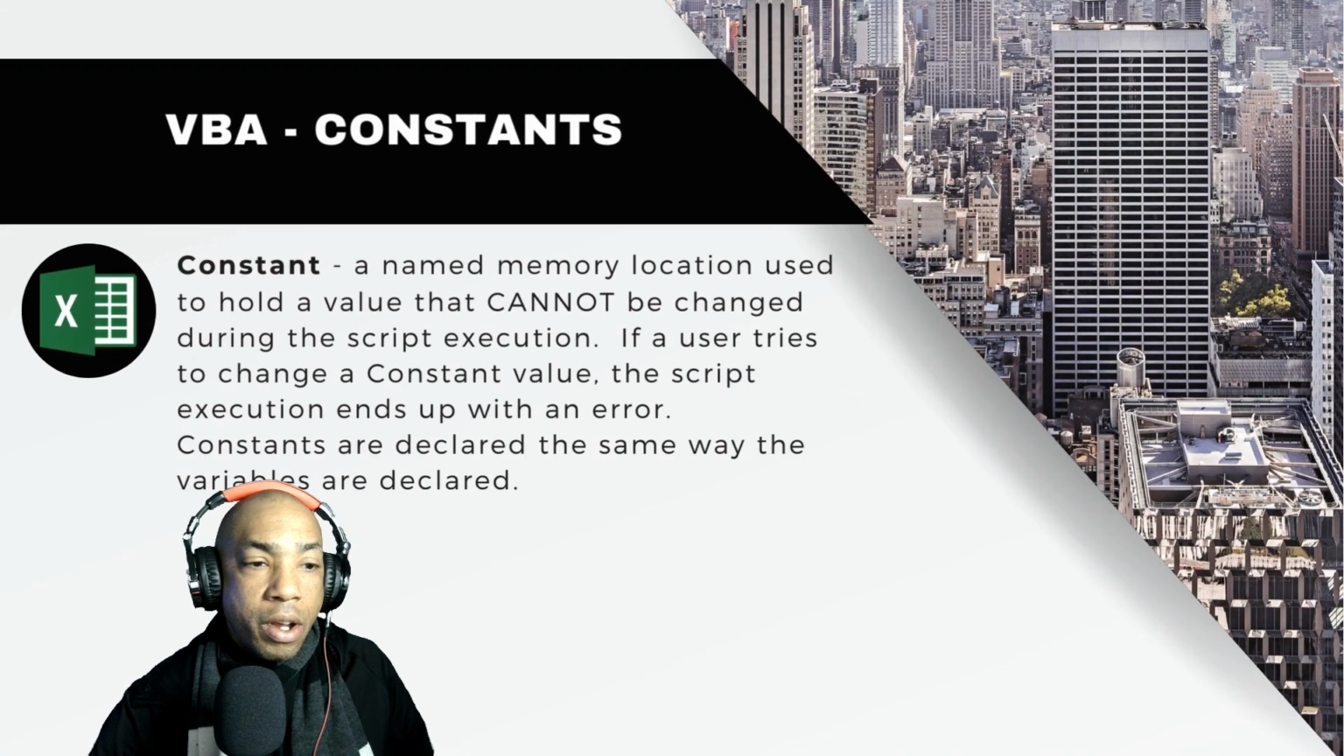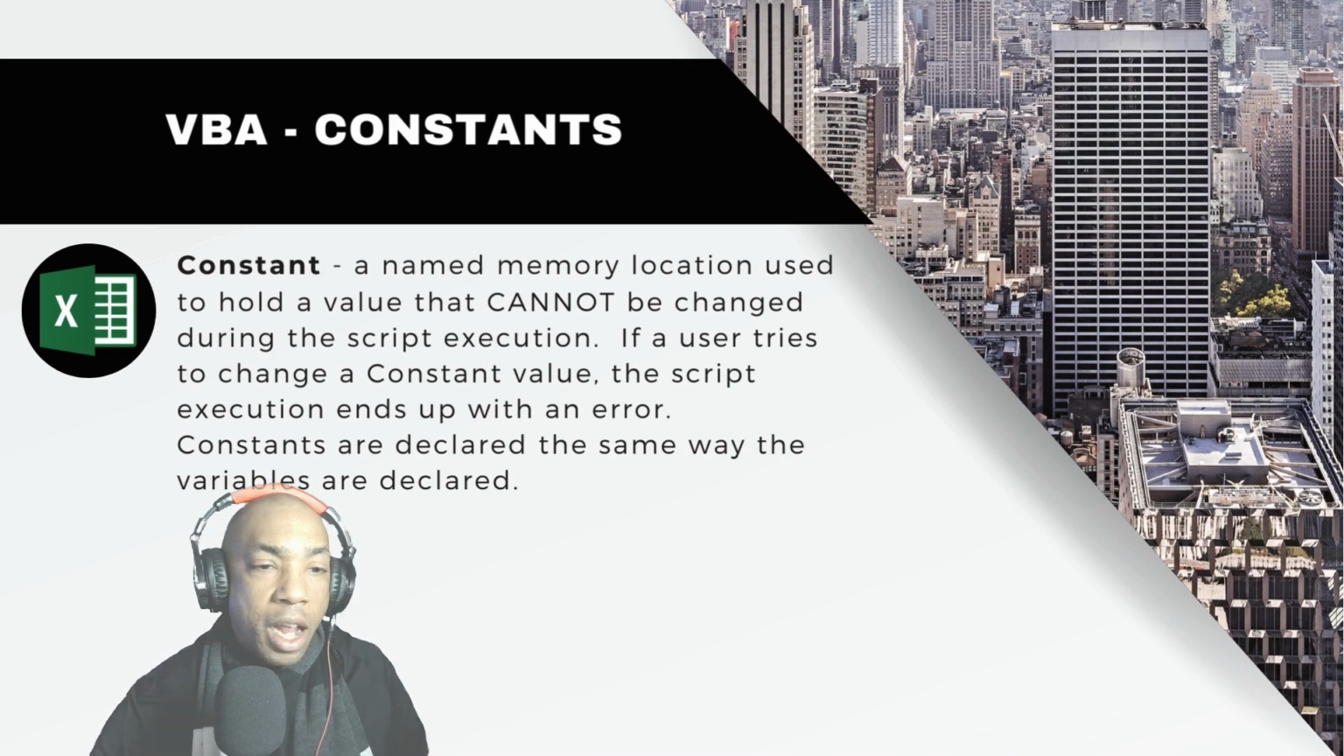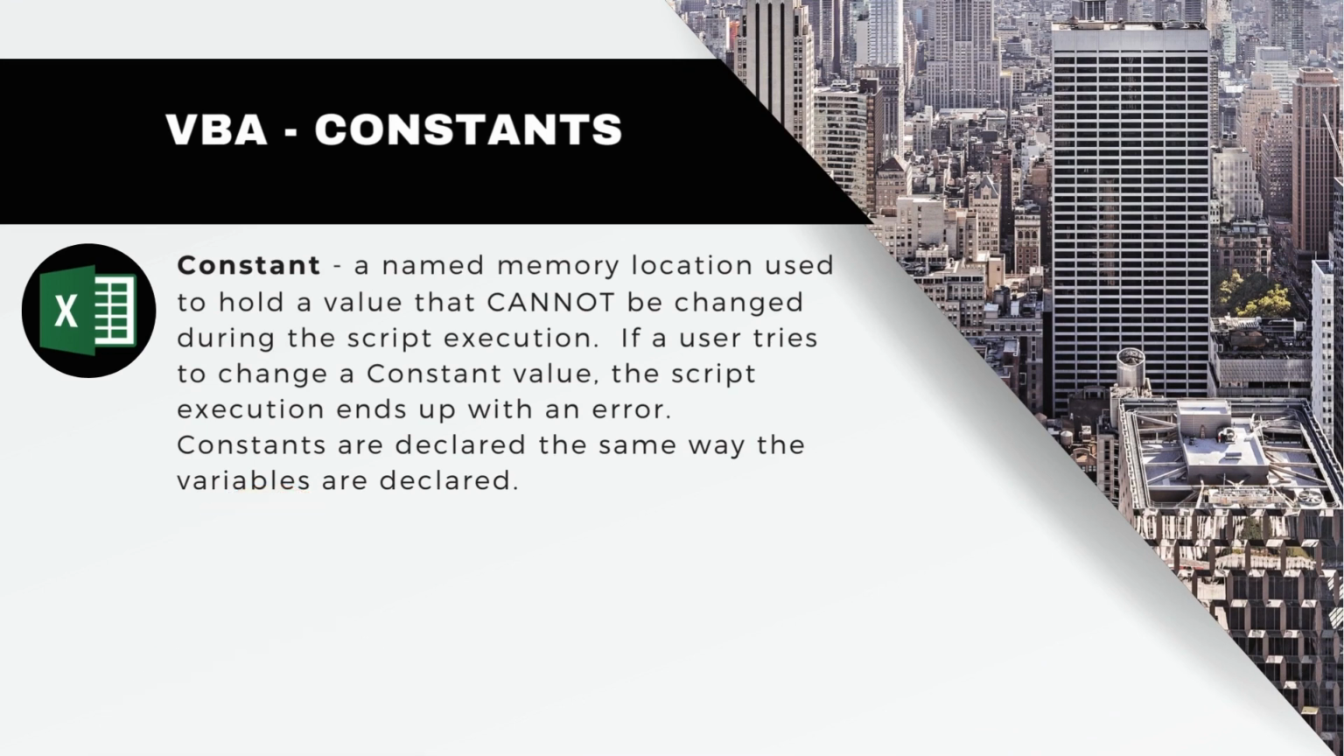All right, so in the lesson today, we're doing VBA constants. A constant is a named memory location used to hold a value that cannot be changed during script execution. If a user tries to change a constant value, the script execution ends up with an error. Constants are declared the same way the variables are declared.